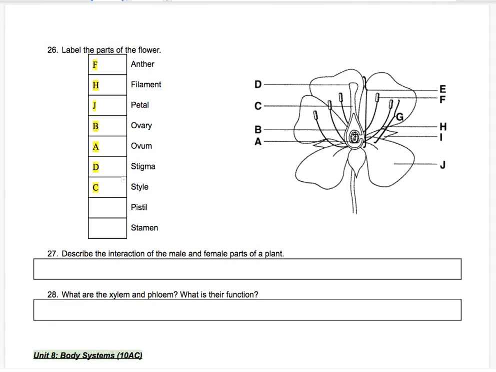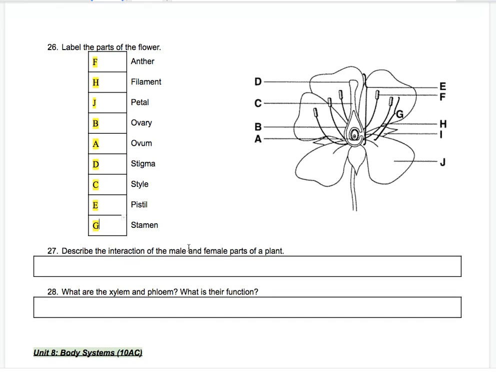Now again, male and female parts, they have names. The pistil is this entire part right here. On the diagram, it's labeled E. That's the female part, and it's also known as the carpel. And the stamen, that's the male part. That's right here, the anther and the filament, and that's labeled G. I is actually the sepal, and that's not on number 26, but remember, the sepal is in charge of holding the petals together. It's in charge of protecting the flower before it blooms.